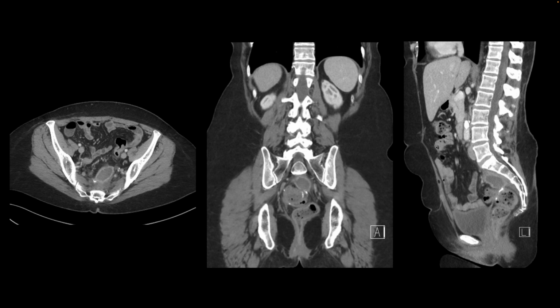This is our next patient. They were evaluated with CT of the abdomen and pelvis. We find on these images that there are some post-surgical changes and sutures, and adjacent to the sutures we find this thick-walled collection showing some rim enhancement.